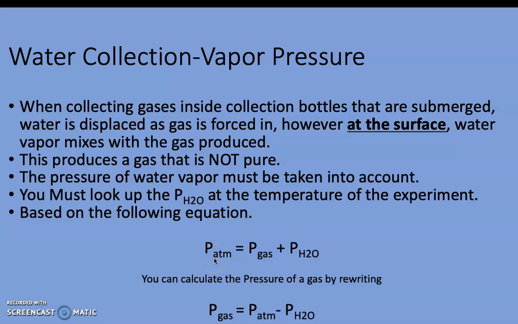So here you have your pressure equals pressure of the gas plus the pressure of the water. So you find your temperature, you find the pressure of the water vapor, and you put it into the equation. Now if you're trying to find the pressure of the gas, you can calculate it by rewriting the equation, looking for just the pressure of the gas. You find the exterior pressure and the water vapor pressure, subtract the two, and you'll get just the simple pure mixture of the gas.